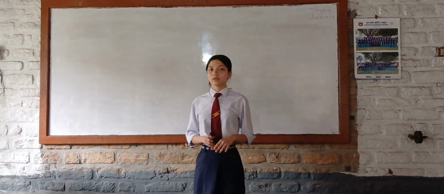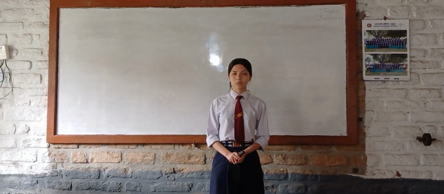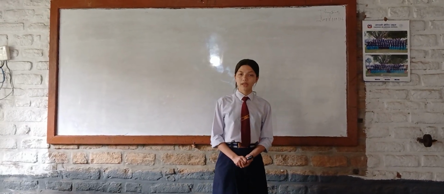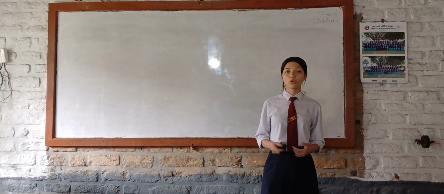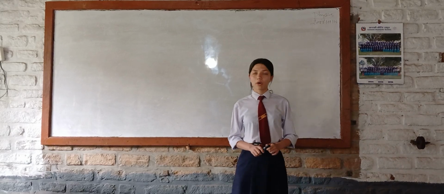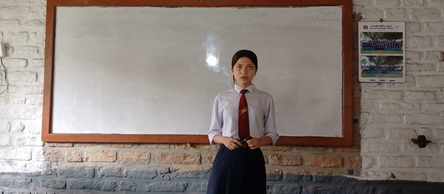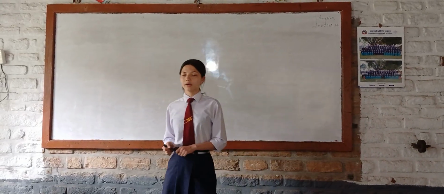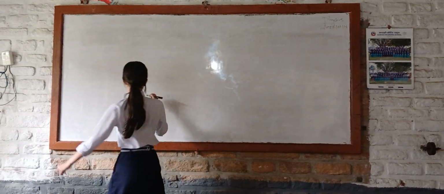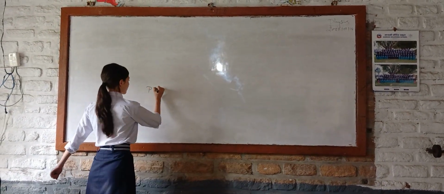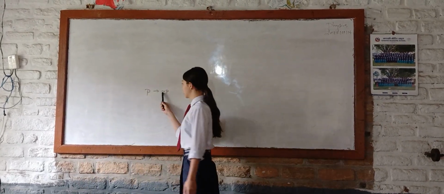Followed by this, we can see that there are two types of statement: one is a compound statement and another is a simple statement. A simple statement is a statement which has no other component. But what is a compound statement? That is a combination of two or more simple statements. Any statement is denoted by alphabetical letters like P, Q, R, etc. If a statement is denoted by P, its negation is denoted as negation P. This is the symbol for the negation.